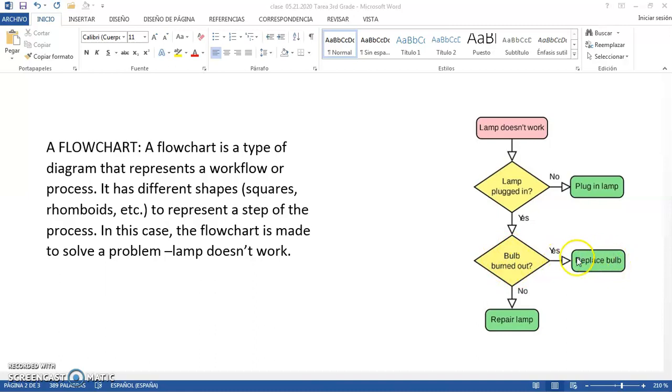La solución entonces sería replace the bulb. No. Well, repair the lamp. Si el foco está bien, no está fundido, entonces quiere decir que hay que reparar la lámpara. So this is a flow chart. I'm going to leave this 10 seconds on screen so you can copy it. Pause the video and copy this.